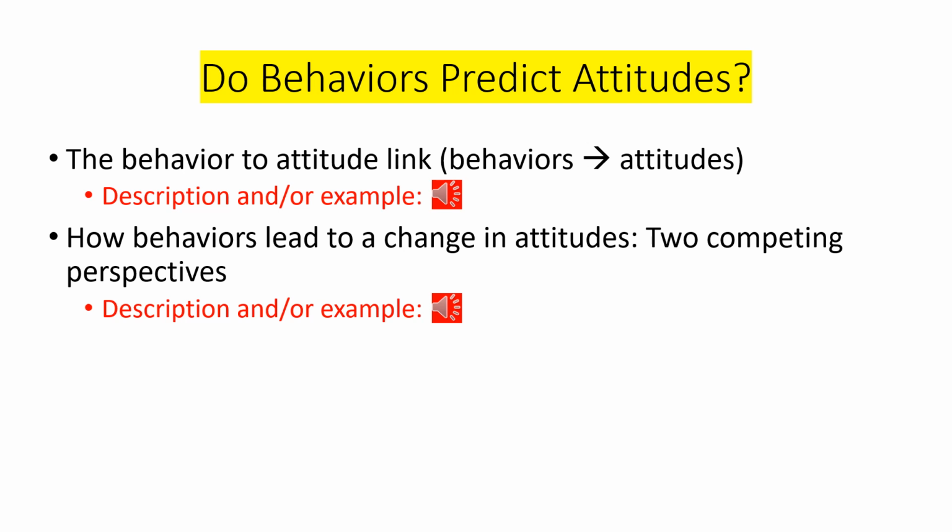But the reality is, research would suggest that this direction, behaviors leading to an attitudinal change, is just as likely as scenarios where attitudes lead to a behavioral change. The question isn't, do behaviors lead to a change in attitudes? The question isn't, do behaviors predict attitudes? They do. The question rather is, how does this occur? And in social psychology over the decades, there have been two competing theories to explain the process through which behaviors predict attitudes. These two theories are cognitive dissonance theory and self-perception theory.